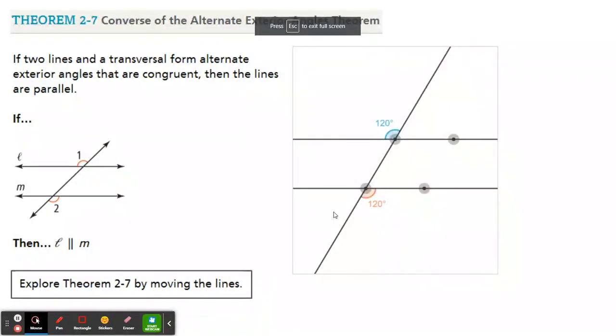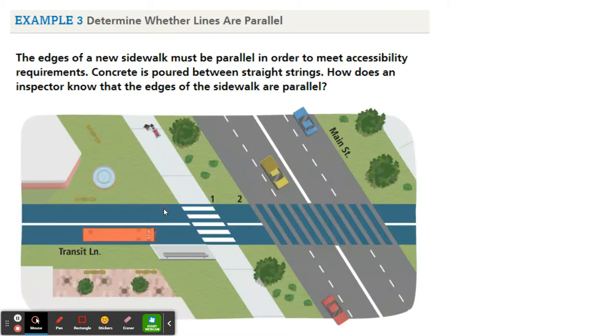All right, so that was a lot of the background knowledge in video 1. So video 2 has a little bit more problems. Let's take a look at the first problem. It says determine whether lines are parallel. The edges of a new sidewalk must be parallel in order to meet accessibility requirements. Concrete is poured between straight strings. How does an inspector know that the edges of the sidewalk are parallel?